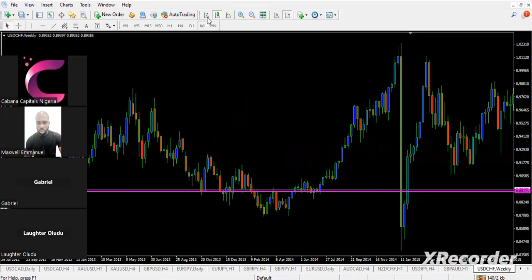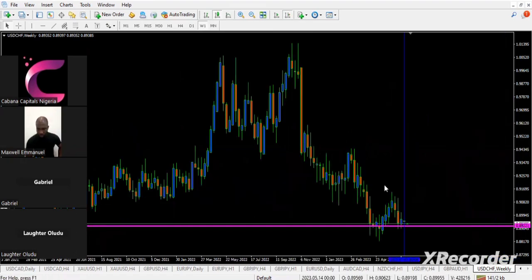On the weekly, what do we have on the weekly? Okay, so on the weekly, you can see this indicates change in trend from bearish to bullish. So I'm looking for buy opportunity on USD CHF. USD CHF and Euro USD are negatively correlated. So if I'm considering selling Euro USD, I should look out for buy setups on USD CHF.